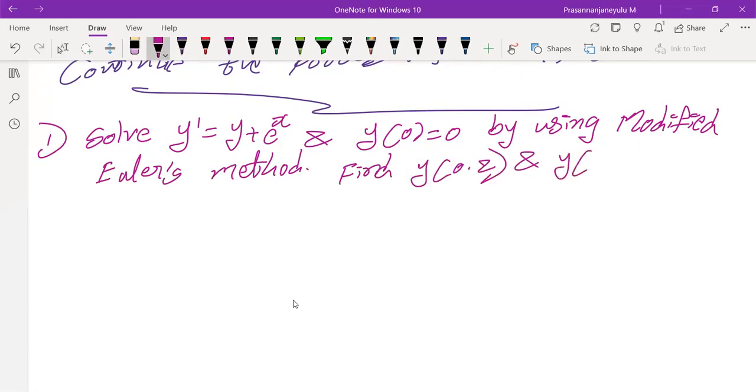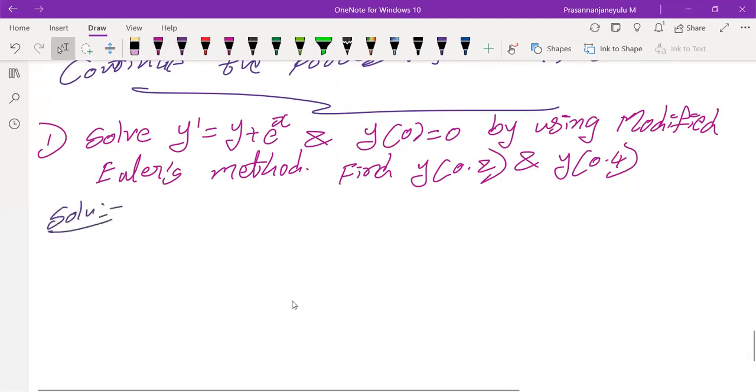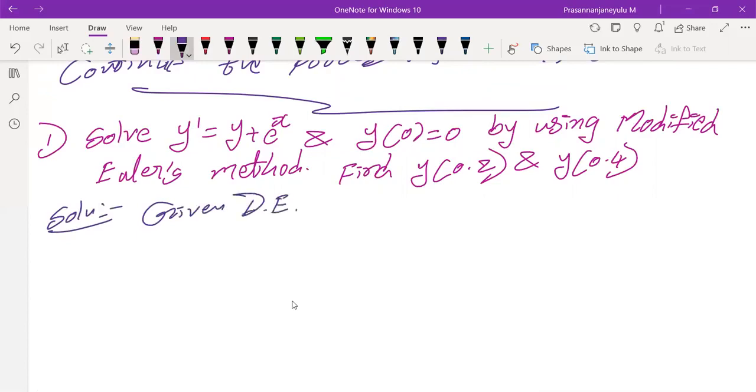That means we need to find y1 and y2. What they provided indirectly are the x values: x1 equals 0.2 and x2 equals 0.4. Then what is the value of h? h is 0.2. Starting our solution, given differential equation: y dash equals y plus e power x. This is equation number 1, but they gave one more condition, y of 0 equals 0.